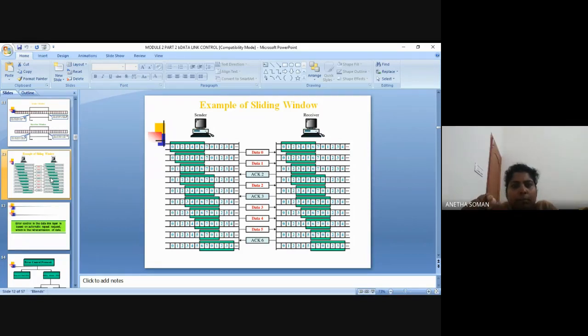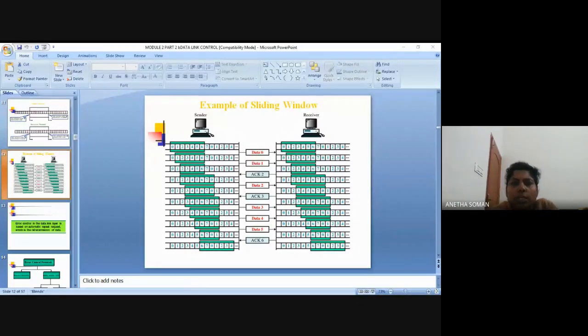You have an imaginary window there. What is the size of the window? How many frames are there in the window? 0, 1, 2, 3, 4, 5, and 6. That means 7. The window size is 7. The meaning is that in the sliding window protocol, the sender can send 7 frames at a time.